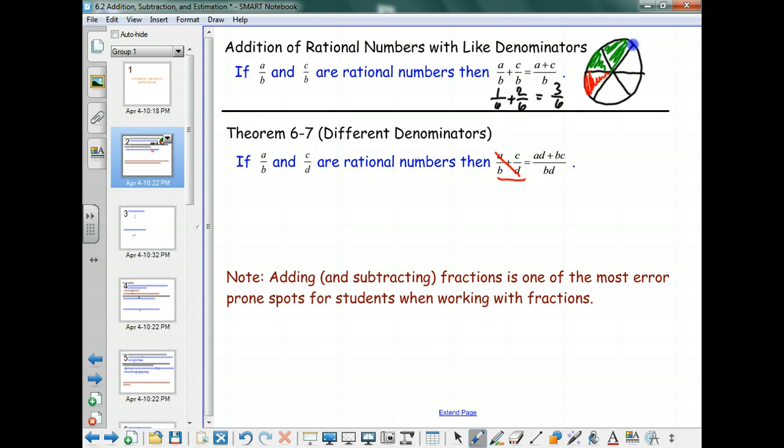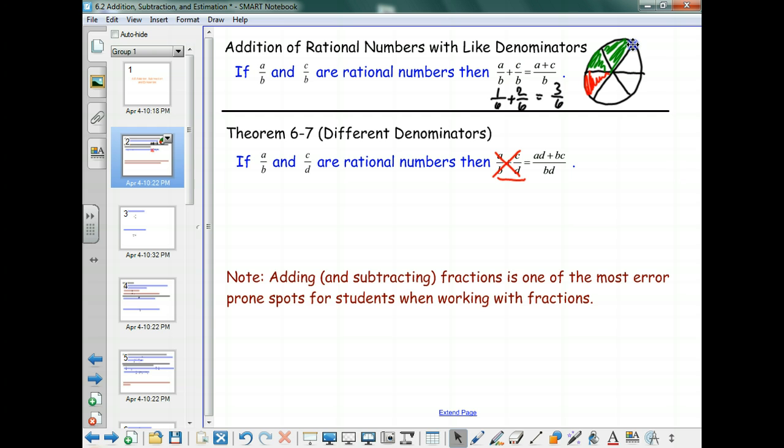You multiply along this diagonal, so this becomes AD. You multiply along that diagonal, it becomes BC. And then, of course, at the end, you end up having a simplified sum, right? This is the idea we would go with if we were looking at adding and subtracting with different denominators.